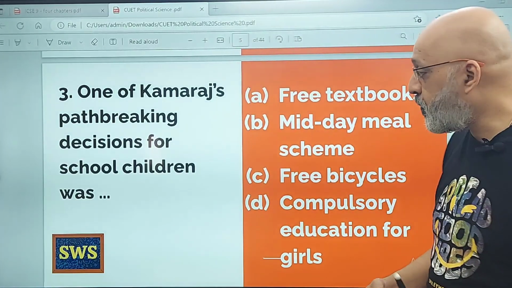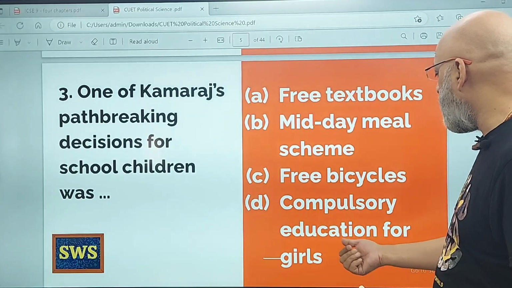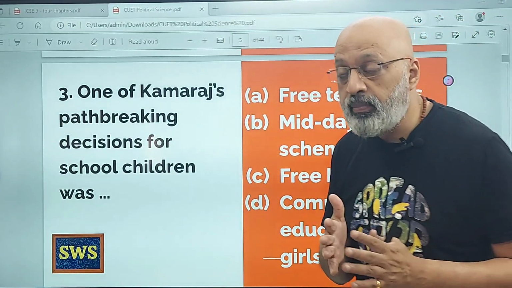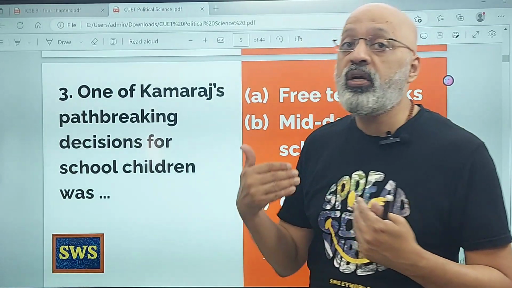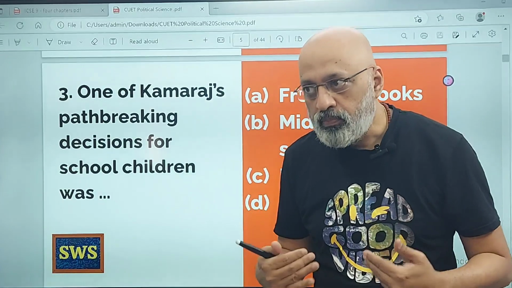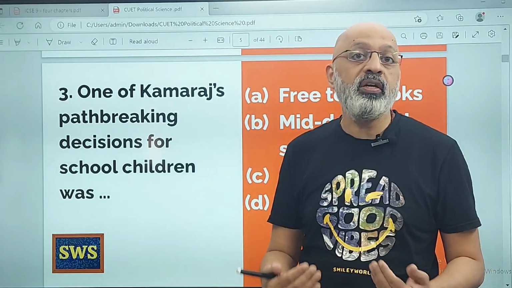Did he provide free textbooks? Was that his decision? Midday meal scheme, free bicycles, or compulsory education for girls? The correct option here is B, the midday meal scheme, and this is considered a major path-breaking and pioneering idea, that you give children healthy, nutritious food when they come to school.